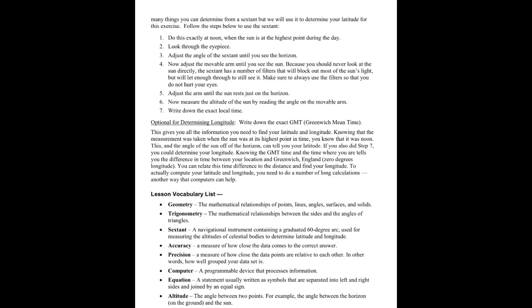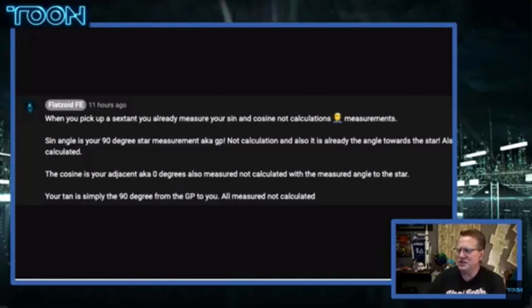So far you're not doing too well, Mr. McClown. Your tangent is simply the 90 degrees from here to the GP, all measured, not calculated. I think he's messing up SOHCAHTOA here. He's really messing up. I love it. Flatzoid, you are real. I mean, you're coming out fierce on this.